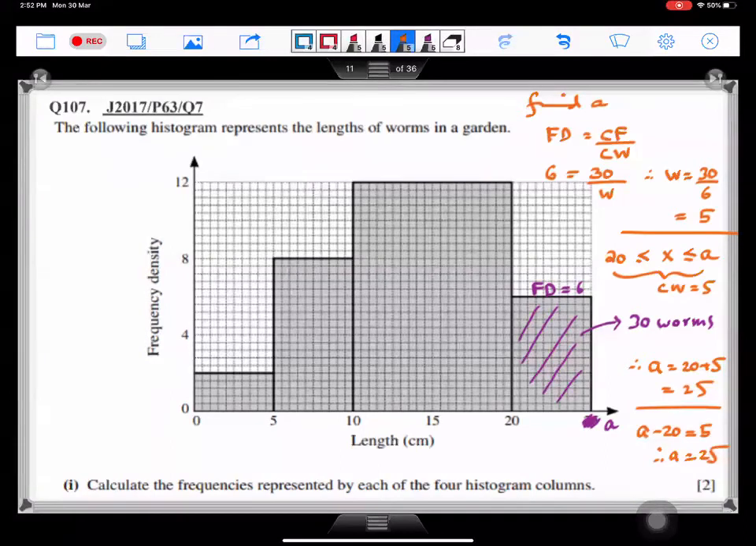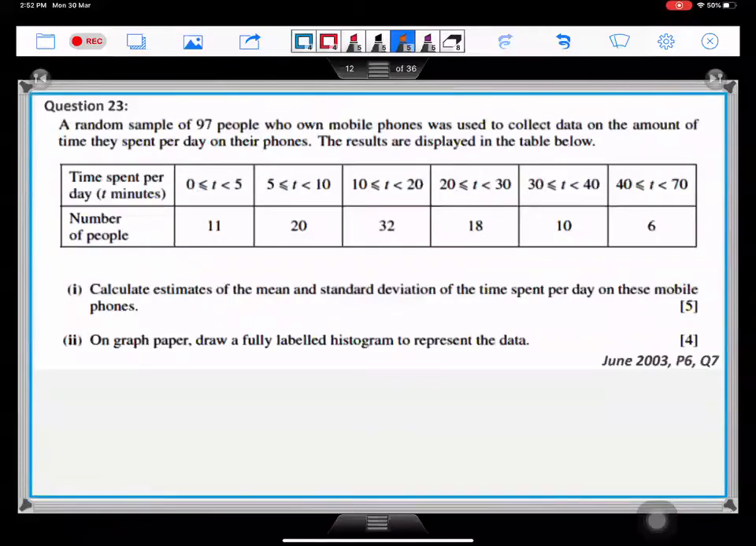Okay, let's move on. Let's look at this question. A random sample of 97 people who own mobile phones was used to collect data. The data is already given as boundaries, ending at one value, starting from the other. So it's already boundaries, and the number of people is there. Let's focus on the second part.